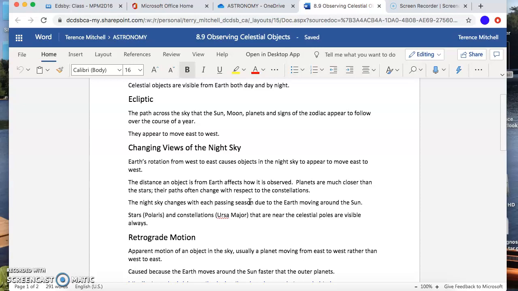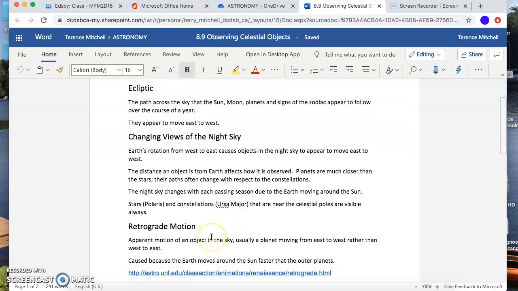Some stars that are directly up over top of us tend to be visible all year round. Other stars that are closer to the horizon tend to dip in and out of our viewpoint depending on the month of the season, and that's based on where we are on our orbit and the tilt of the Earth in relation to them.